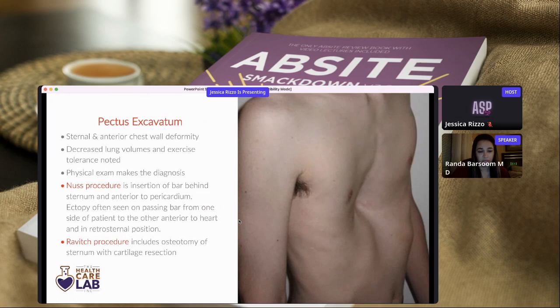Pectus excavatum. So this is what is treated with what's called either the Nuss or Ravitch procedure. So this is a sternal and anterior chest wall deformity. These children will have decreased lung volumes, obviously because there's less space for the lungs to expand because the sternum and the anterior chest have sunken in. Basically, you have to look at them and make the diagnosis. So the Nuss procedure is the insertion of a bar behind the sternum and anterior to the pericardium to push out the anterior chest wall. Whereas the Ravitch procedure is an osteotomy of the sternum and then cartilage resection. Next.